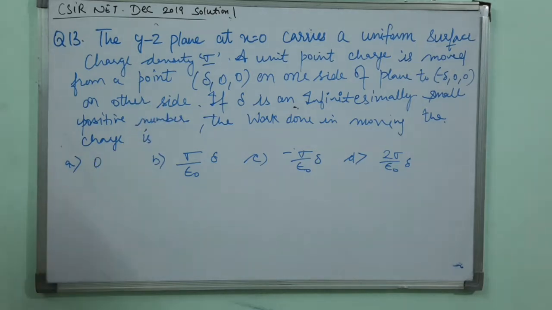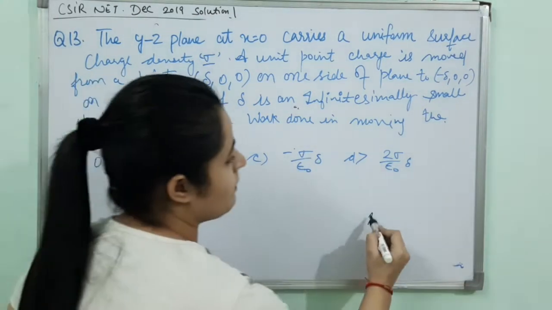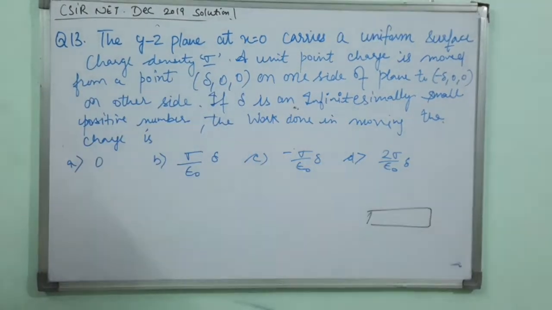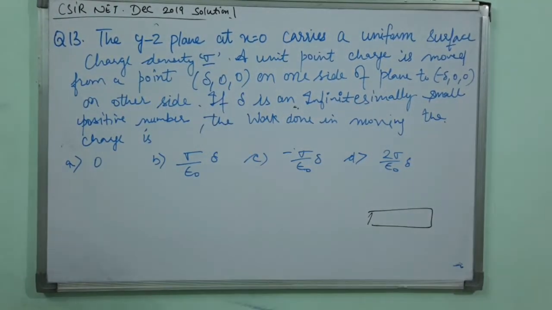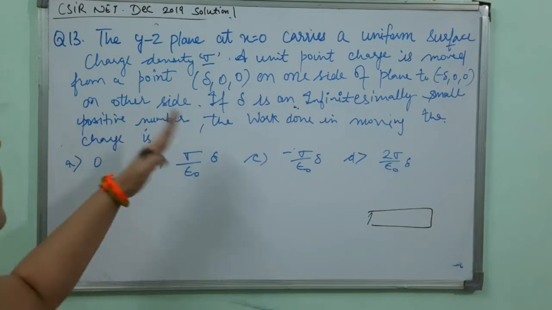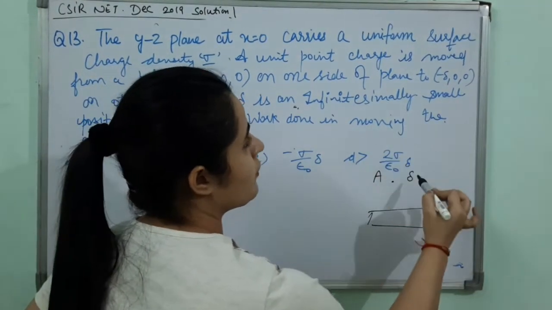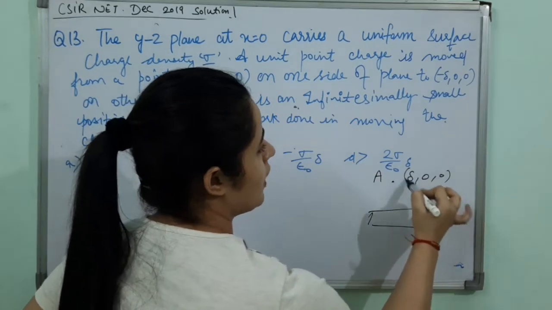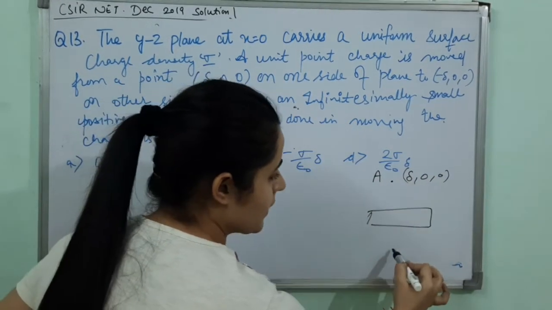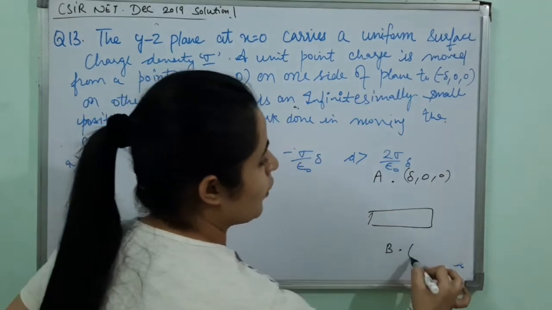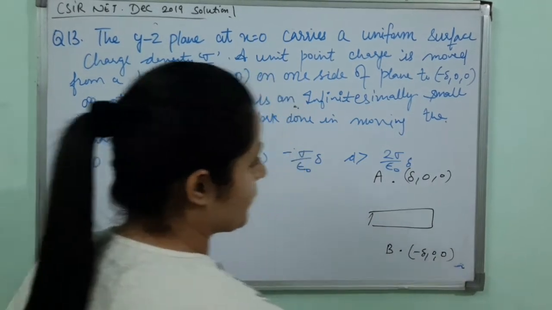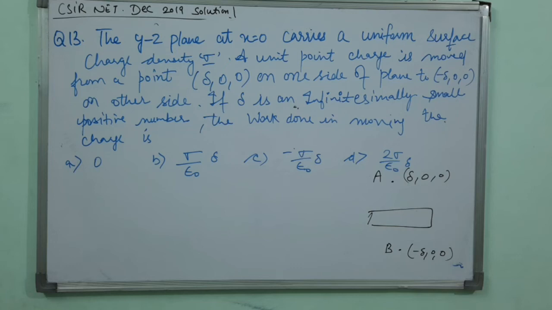A unit positive charge is moved from one side of the plane. Suppose this is a plane. Okay, consider it as a plane. Now from one side of the plane to the other side. Suppose there is a point A here, and that point will be (delta, 0, 0). This point will move to the other side of the plane at the point (delta, 0, 0). If delta is an infinitely small positive number, the work done in moving the charge is.